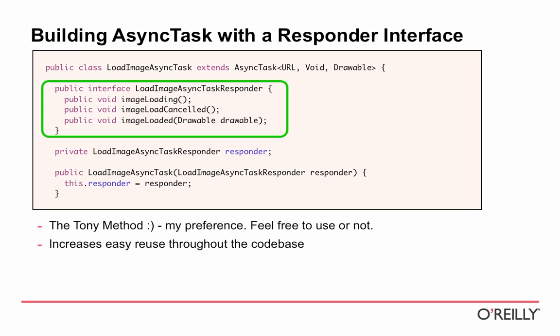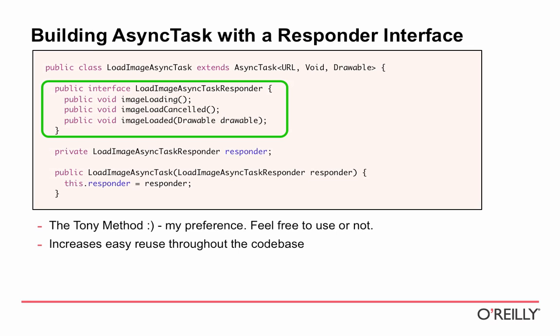I guess, with an interface inside of it, like you see here. So this is the task that's going to be loading the avatars, but you could use it to load any images that you wanted. As you can see at the top, it's got a generic setup, and it's going to take a URL. It's going to take a void for progress, since we're not going to post back any progress, and it will return a drawable.